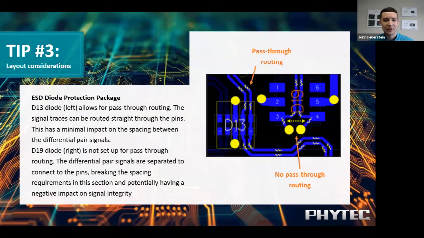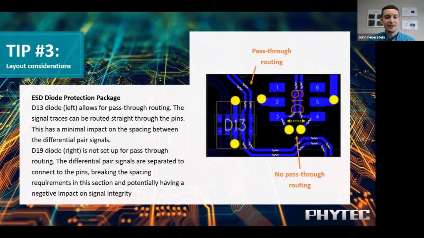One more example here for layout. Another helpful thing to keep in mind is to pay attention to the available package options. Oftentimes components will allow you to order them in different packages, and it's nice to select components that improve signal routing when appropriate. I'll use this example to expand on what I mean by that. On the left, you see D13 highlighted. This allows for what we call pass-through routing. The signal traces are routed straight through the pins, and there's minimal impact on the spacing between the differential pair signals.